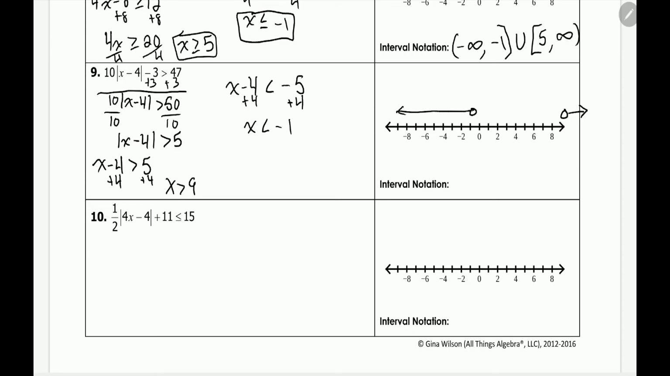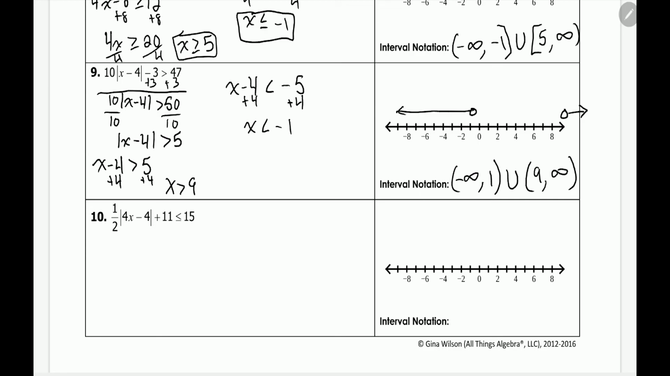Let's go ahead and write the interval notation. We start at negative infinity. We go to negative 1. It's an open circle. We union that because we jump over to 9 with an open circle, and we go to infinity. That's it for number 9.